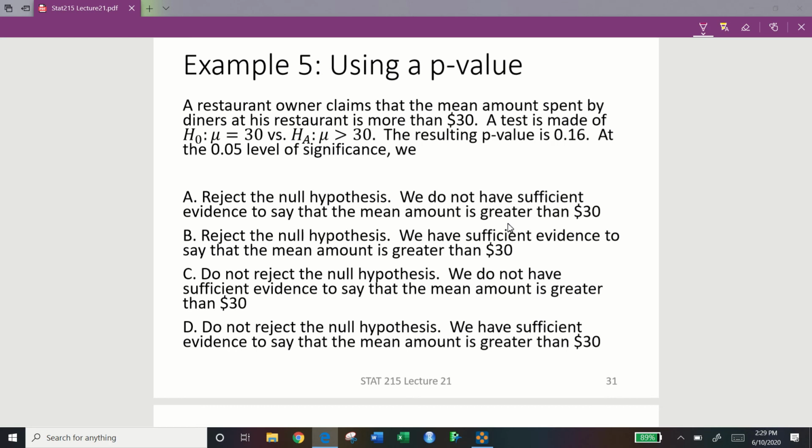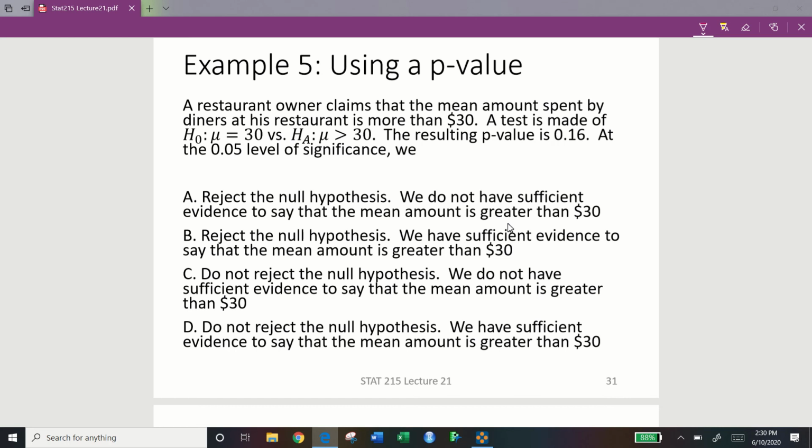A, we should reject the null hypothesis. We do not have sufficient evidence to say that the mean amount is greater than 30. B, we reject the null hypothesis. We have sufficient evidence to say that the mean amount is greater than 30. C, we do not reject the null hypothesis. We do not have sufficient evidence to say that the mean amount is greater than 30. Or D, do not reject the null hypothesis. We have sufficient evidence to say that the mean amount is greater than 30.